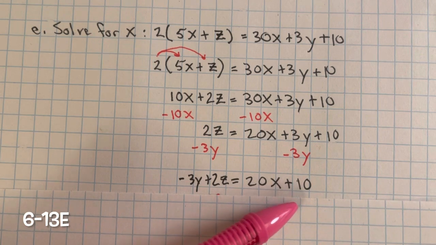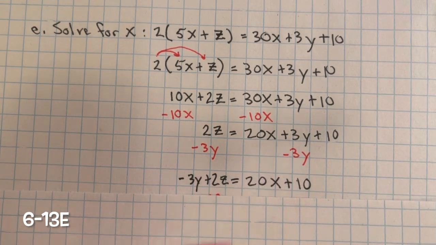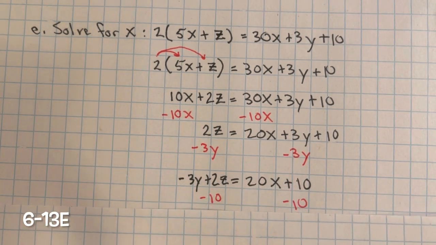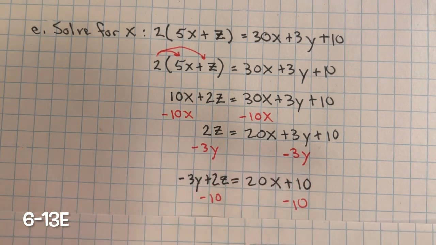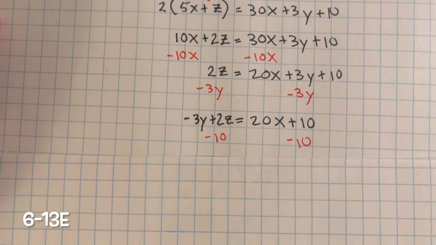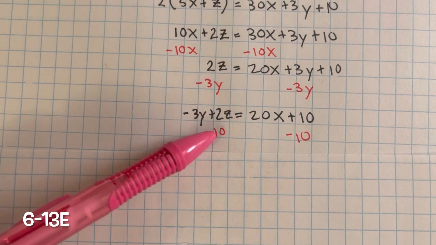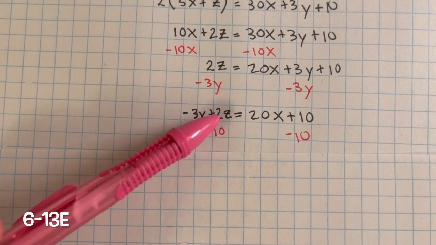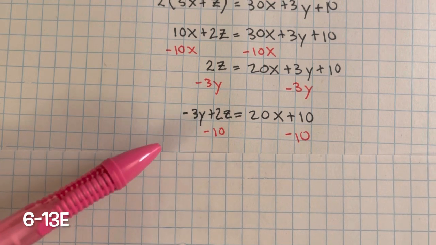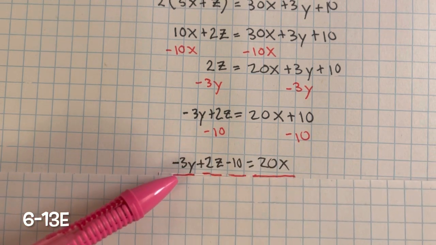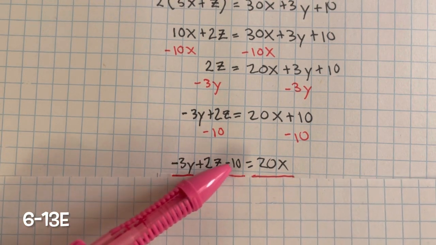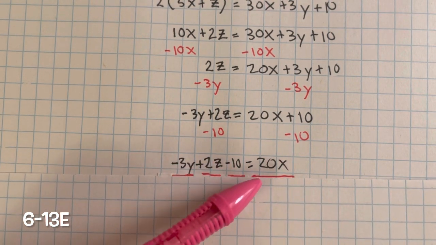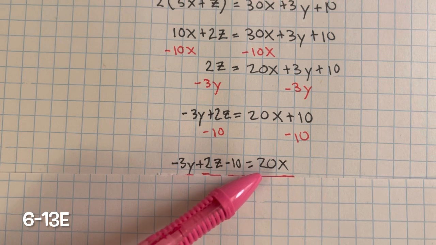Now we have this +10, inverse property of addition is subtraction. So we're going to subtract 10 from both sides. That creates a 0 pair. And here, these three terms are not like terms, so we can't combine them. So we have -3y plus 2z minus 10 equals 20x. Still don't have x by itself.